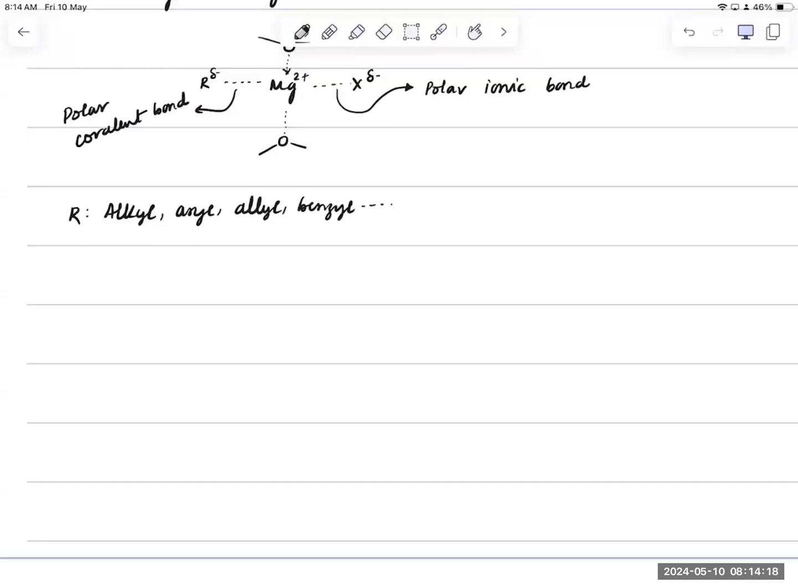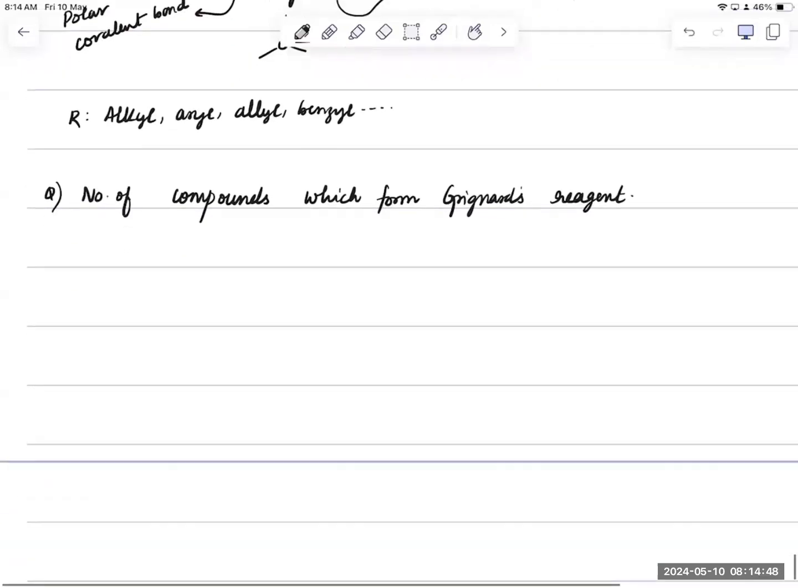Next, we need to understand which compounds will form Grignard's reagent and which will not. Let us see this as a question: number of compounds which form Grignard's reagent, which will form or which will not form.